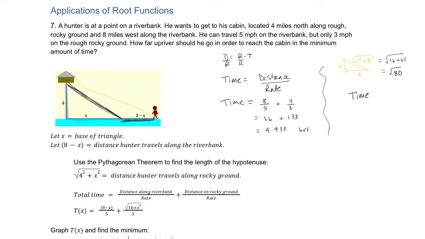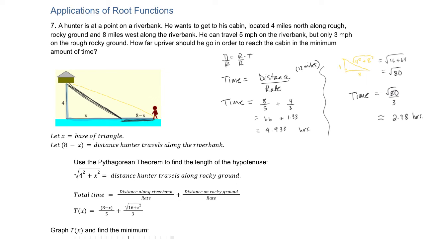That's a lot shorter. This one is a total distance of 12 miles. This one is the square root of 80, which is 8.9 miles, which is good. But let's see how long it takes him. He's going directly through the rocky ground, and he can only travel 3 miles an hour there. So square root of 80 divided by 3 is approximately 2.98 hours. So that's a better way to go.